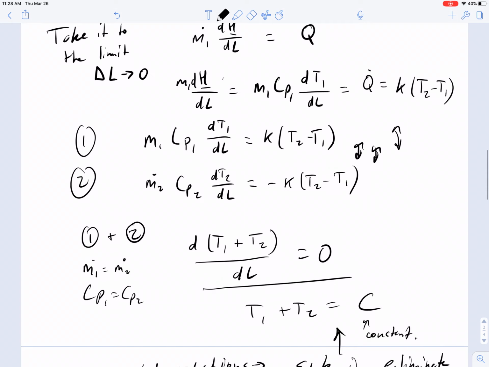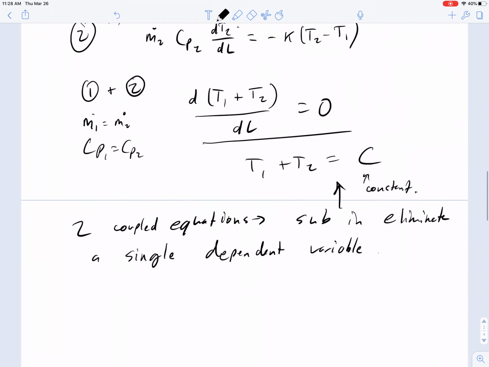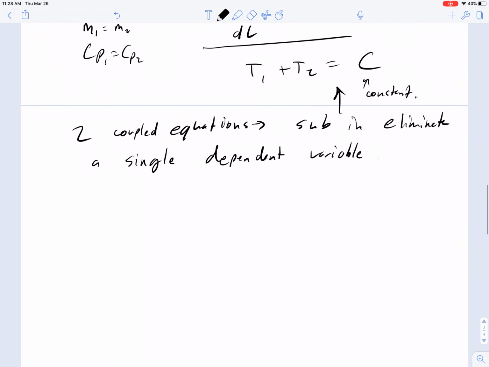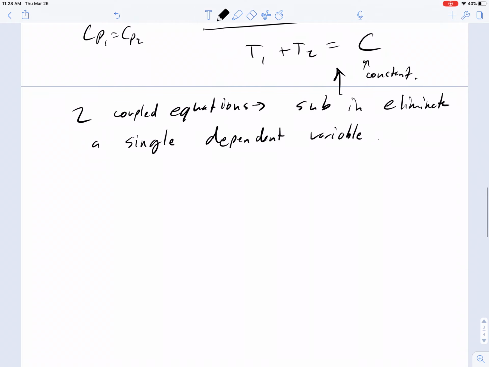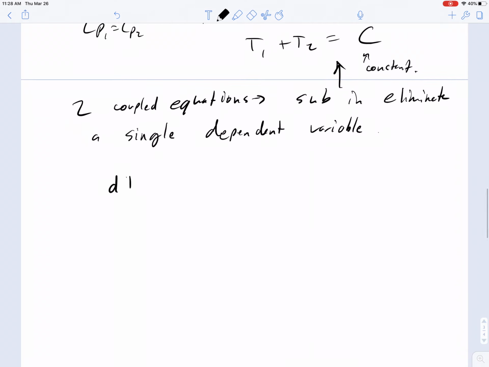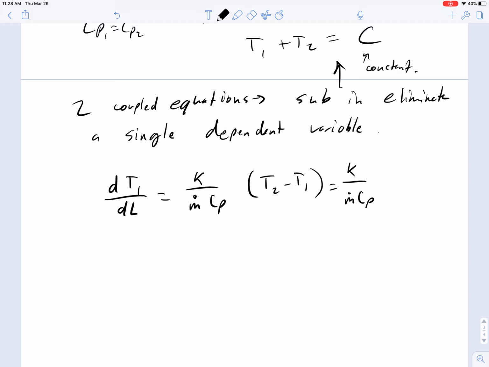Whereas before, we'd have to solve this as a coupled system because we have T1 and T2, with T1 and T2 both entering into each other's equation. But now with the substitution, our life's a lot easier. So here's what we can do. We say now dT1/dL is equal to K over m dot CP. We just multiplied through by m CP times T2 minus T1. But following the substitution, this is equal to K over m dot CP times C minus 2 times T1.